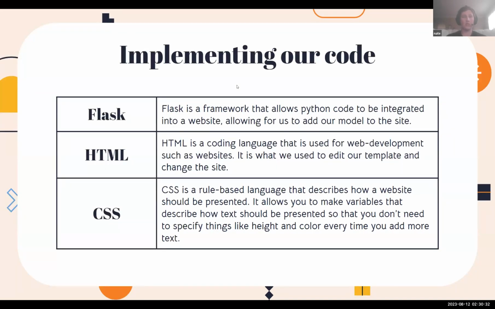Here's how we actually implemented the code. So we use Flask, which is a framework that allows us to integrate our Python code into the website, which let us add our model to the site in our other code. HTML is a coding language that is used for web development, like websites, of course. It's what we use to edit our template and actually change the site from the basic template that we'd received. Finally, we use CSS, which is a rule-based language that describes how websites should be presented. It allows you to make variables, essentially, that describe how text should be presented. So you don't need to specify things like height and color every time you add more text. And this is the thing that had like tens of thousands of essentially variables for ways to customize your text. So we had to look through those.